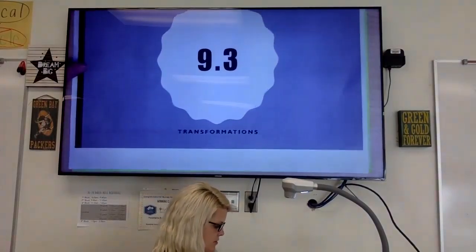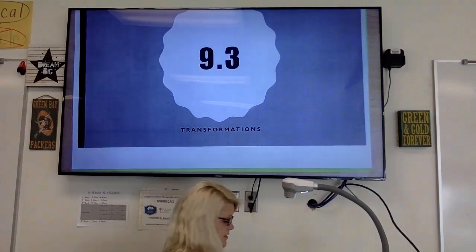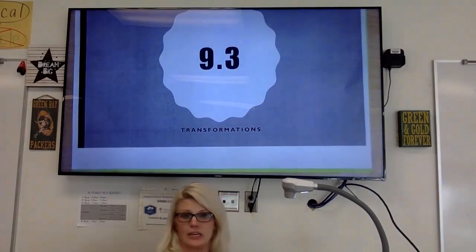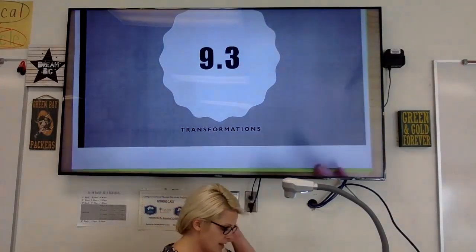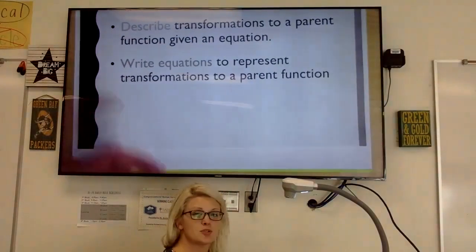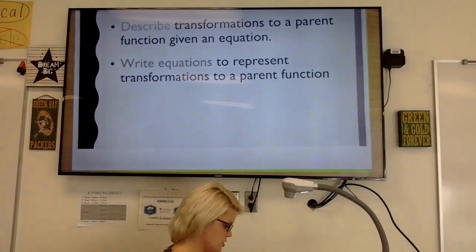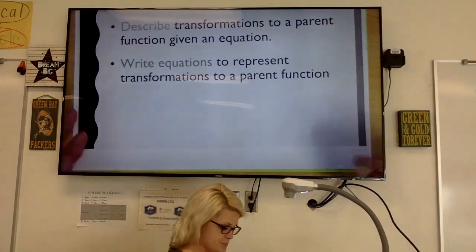Can you label your notes? 9.3, we're gonna be talking about transformations. A lot of this you might have seen last year in Algebra 2, but we're just gonna do a refresher and practice a little bit deeper here for FST. Our goals for today: describe transformations to a parent function given the equation, and then the opposite, going the other way, writing the equation given a description.